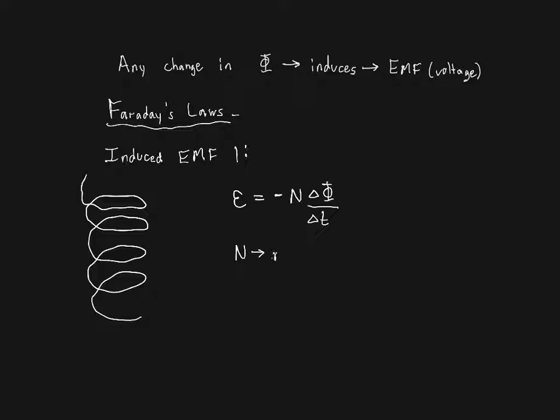N is the number of coils inside of your wire loop. So for this particular example, I can see there's 1, 2, 3, 4, and we'll finish up that fifth little coil down there. So the N would be equal to 5 for this particular picture that we have. Then we have some change in phi and some change in time. So how fast a magnetic flux is changing.